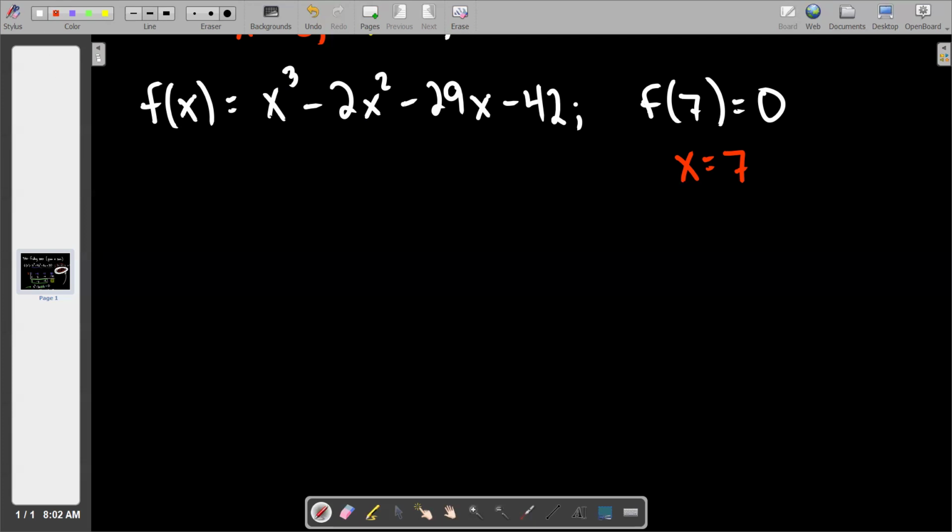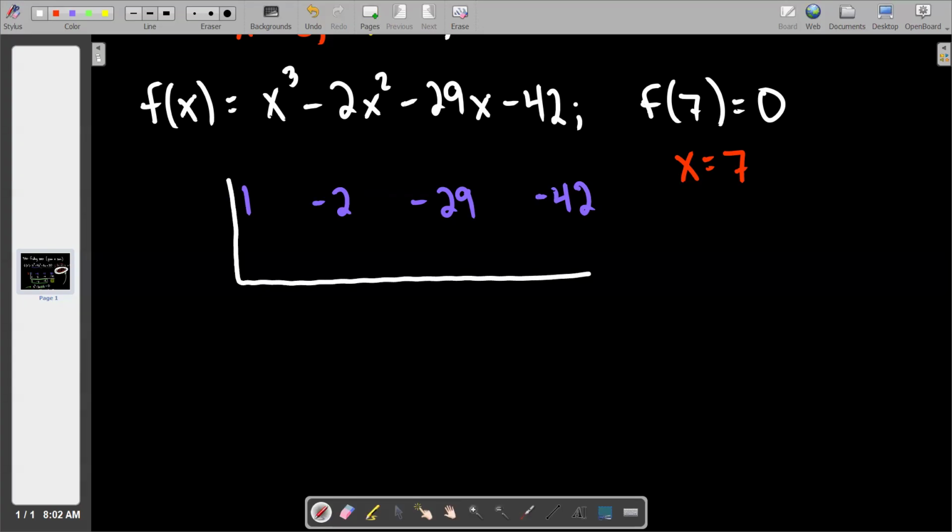And so we're going to set up our purple numbers. They are 1, -2, -29, and -42. And what number am I going to put outside? Straight up 7, right? Remember, no sign changing on these ones, just the language is a little different. I'm giving you the 0, not the factor. That's a big deal. And then run through the algorithm and you know what to expect.